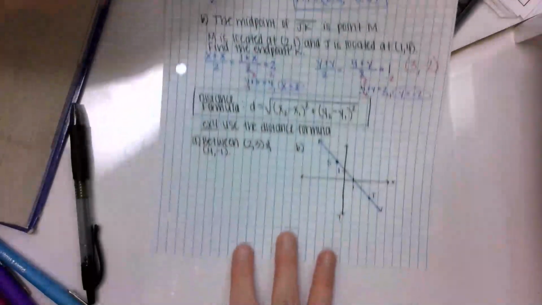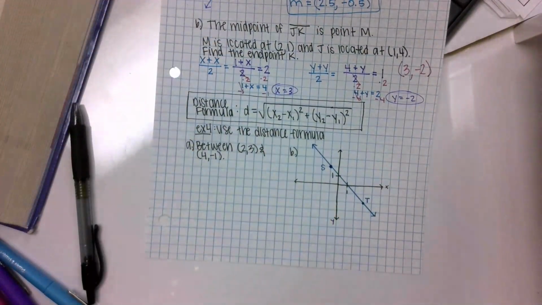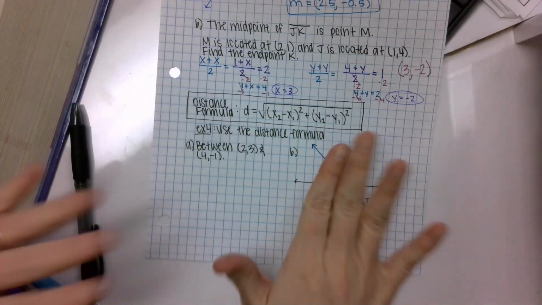And last up here is the distance formula. This is the same thing as the Pythagorean theorem. It is used to find the length of a line. It is not used to find slope. It has nothing to do with slope at all, other than, well, I'll show you when we get to B.